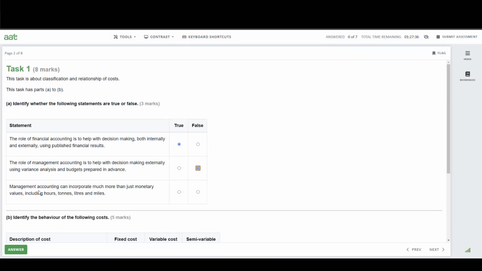Management accounting can incorporate much more than just monetary values, including hours, tons, litres and miles. Well, yeah, we know from the calculations that we've done in the unit that we're not just looking at monetary values, are we? We might want to forecast the number of units that are going to be produced, and from there calculate how many hours labour will be required, how many hours machine time, how many tons or litres of material we will need to prepare those units. So definitely that statement is true.